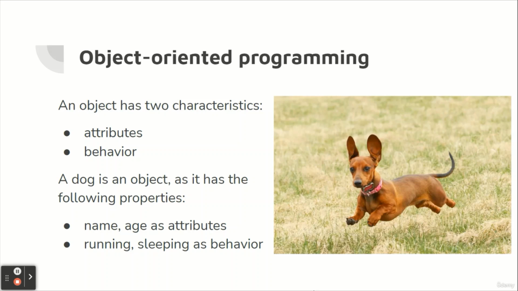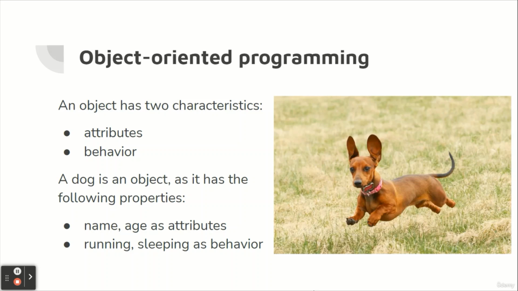An object has two characteristics, attributes and behavior. Let's take an example. Dog is an object and it has the following properties: name and age as attributes, and running and sleeping as behavior. An object is simply a collection of data and methods that act on that data.